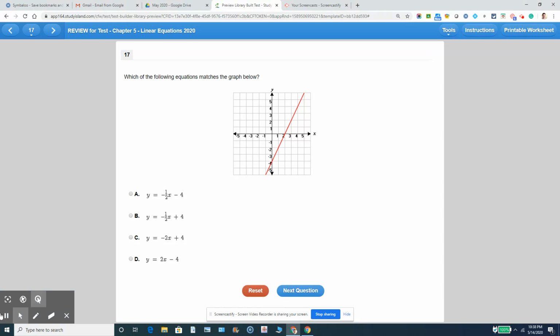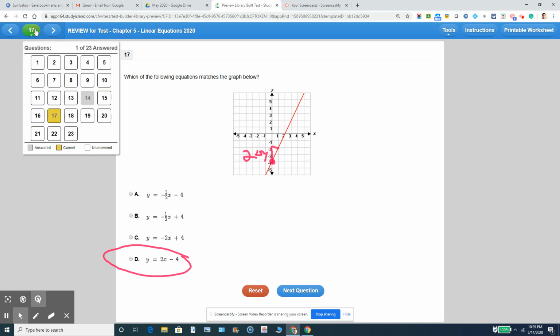These are writing the equation from a graph. You've got to find your b value and your slope. Your b value is -4. Slope is up 2 over 1. Change in y is 2 there, change in x is 1. Okay, bam. If I'm going too fast, stop the video and go back.